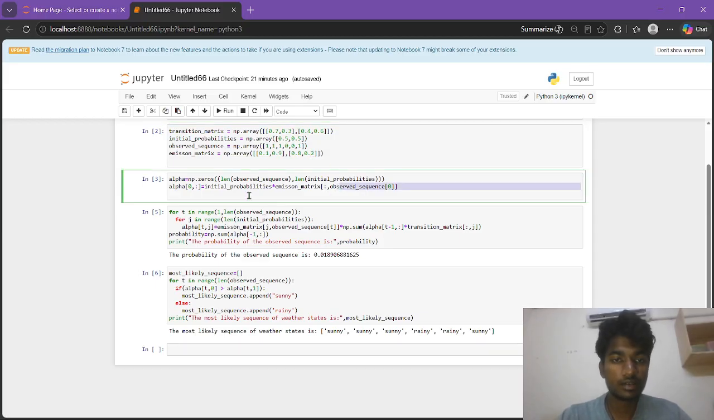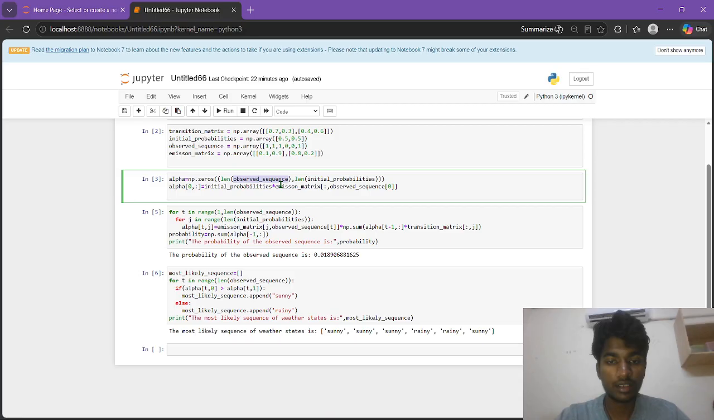Next, coming to the next cell, this creates the alpha matrix and initializes the first step. The forward algorithm uses the alpha matrix, alpha t j, the probability of observing the sequence up to time t and ending in state j. There are totally 6 observations and 2 hidden states. For the first observation, alpha 0 would be the initial probabilities times the emission matrix for observed sequence 0.